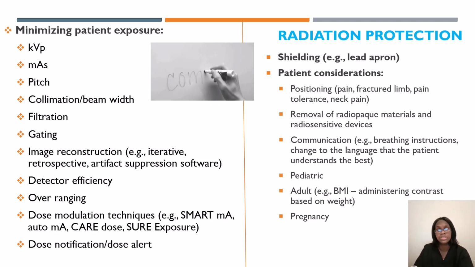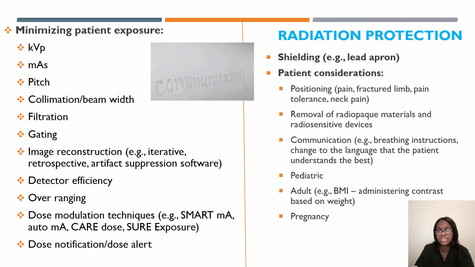Minimizing patient exposure. Do you know your ranges for kVp, mAs, pitch, collimation, beam width, filtration, gating, image reconstruction, detector efficiency, your dose notification, dose alert? Whenever you do get the dose alert, what is it telling you? Is it telling you that the patient dosage will increase because you increased the mAs? That is stuff that you have to know, especially if you're working as a tech, which is very important.